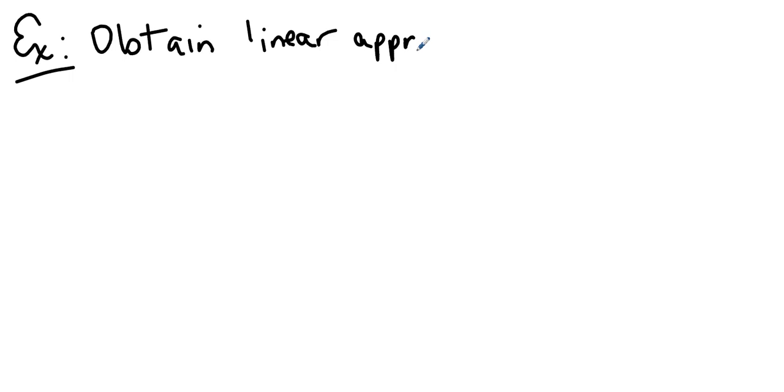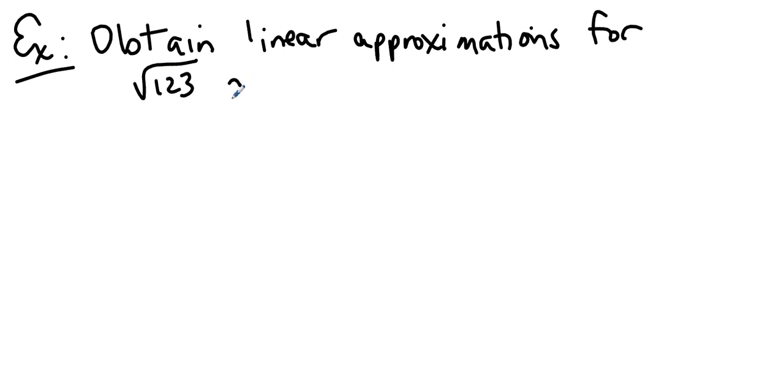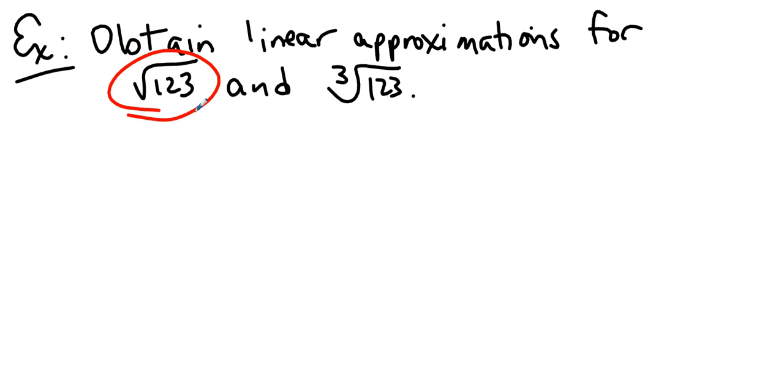An example. Obtain linear approximations for the square root of 123 and the cube root of 123. Square root function. The square root function, that's y equals radical x, that's x to the 1/2.